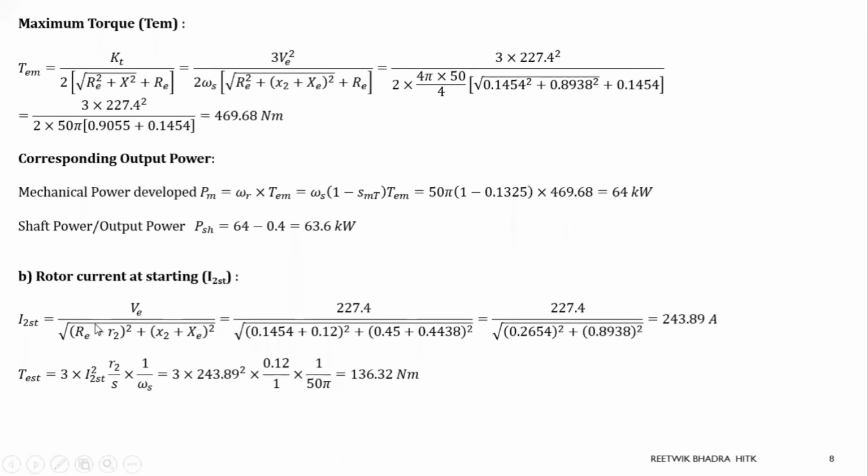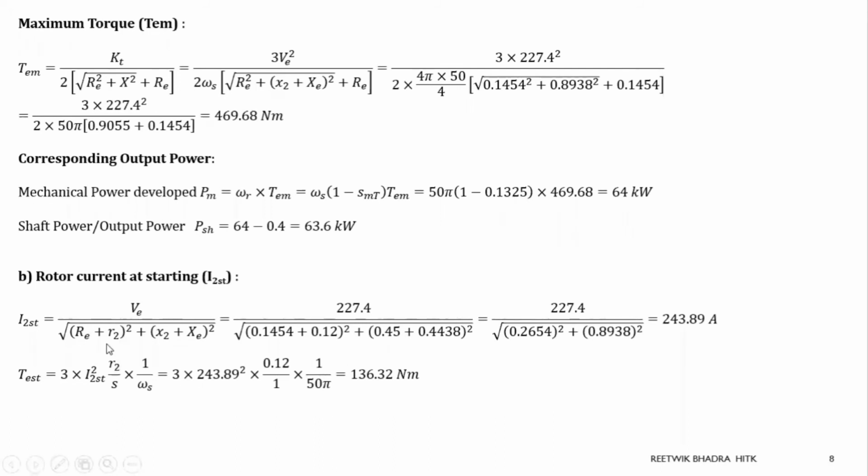If you see the previous slides also, these equations were already derived. Please go through previous slide. You will find this equation. I2 had been derived. Only we have substituted S over here. It was R2 by S, and at starting S equal to 1, so R2 by 1 becomes R2. Substitute all your values, RE, R2, X2, XC, V, all this we had calculated, and substituting your values, we will get 243.89 ampere.